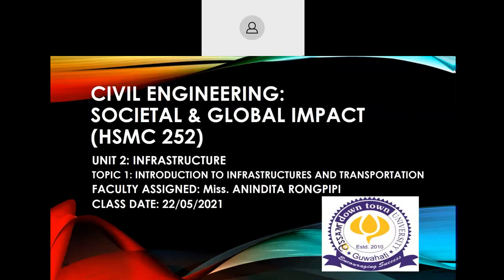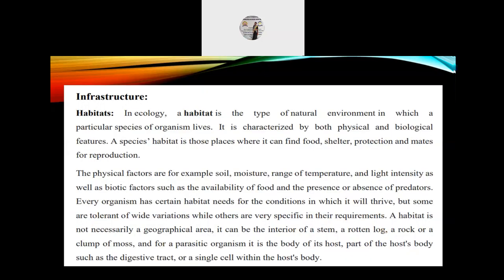So hello students, today we'll start our new unit, unit number 2, which is named infrastructure. The first topic, topic number 1, is introduction to infrastructures and transportation. So at first, the different types of infrastructure.